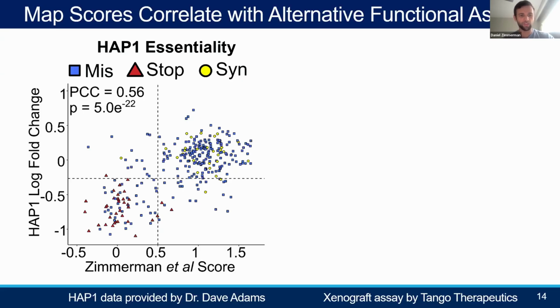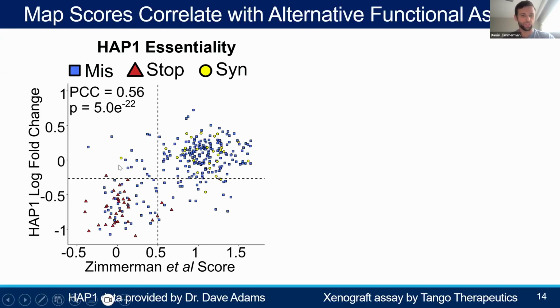But regardless of the specific experimental details, it does seem that for the most part we are in agreement, where stop codons are damaging in the bottom left for both assays. Synonymous variants are tolerated for the most part in the top right in both assays, and missense variants seem to have a bit of a mixed distribution between the two.